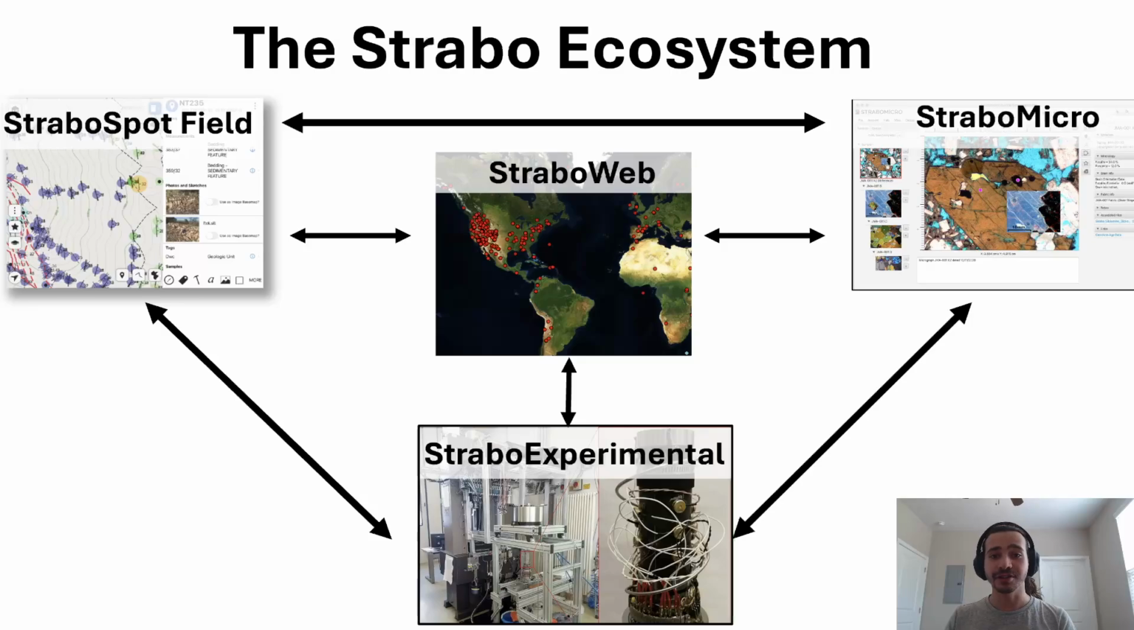For some broader context, Strabo Micro is part of the StraboSpot ecosystem. It easily integrates with Strabo Field, a tool used for field data collection, and Strabo Experimental, which is used for experimental rock deformation. These tools all communicate with each other. So for example, if you've collected a sample using the Field app, you can import that into Strabo Micro and do your analytical work at the thin section scale, keeping all the context between the field and the thin section.